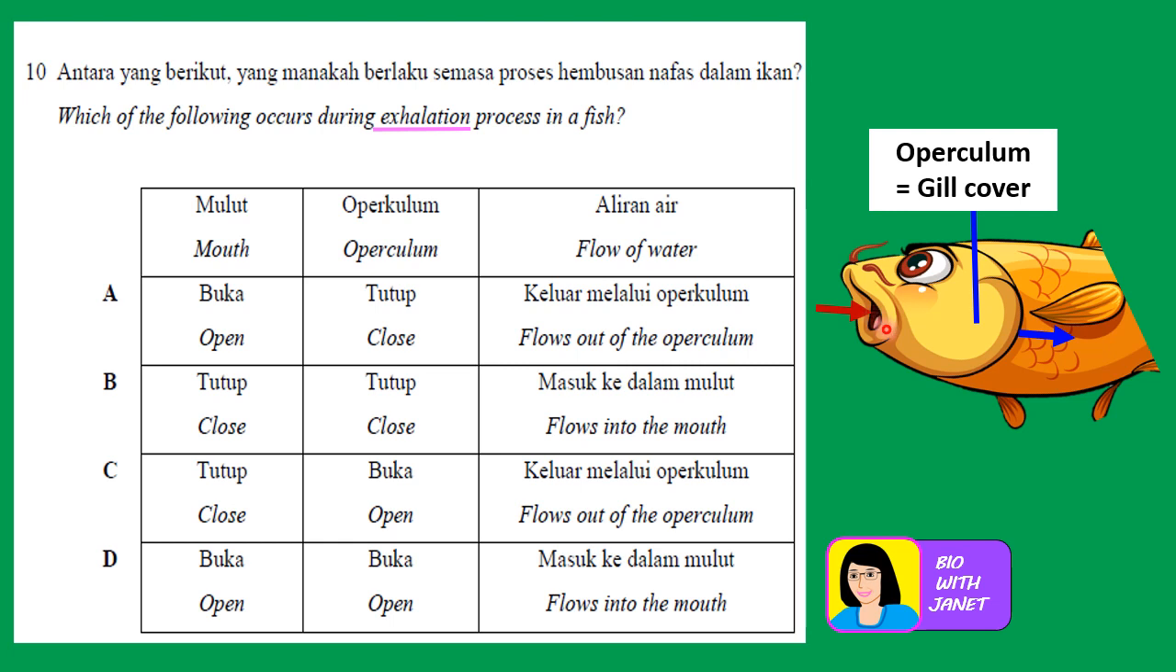But in exhalation, the mouth has to close so that the water can be pushed out through the operculum. So mouth must close and operculum must open, so that the water can flow out from under the operculum. This red arrow is for inhalation, but for exhalation the mouth must close, then water will flow out from under the operculum. So answer is C.